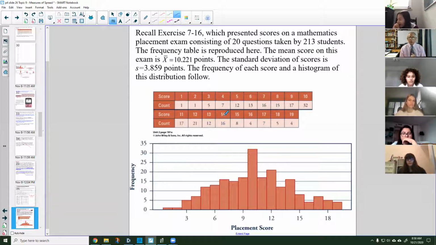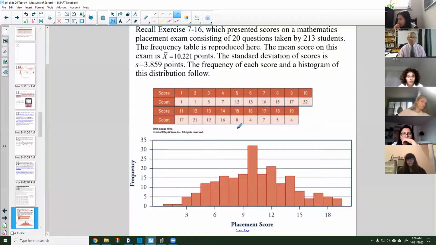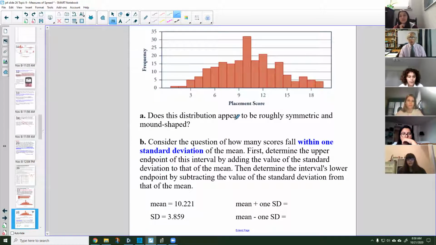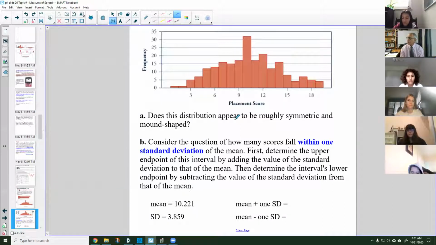Okay, but this is what the histogram looks like. They're giving us the histogram, which is nice of them. What do you think? Roughly symmetric, unimodal and symmetric, would you say? I would not call that skewed. I would call that symmetric. Everybody kind of okay with that? Okay. So what we want to find out right now is how many of the scores fall within one standard deviation of the mean.